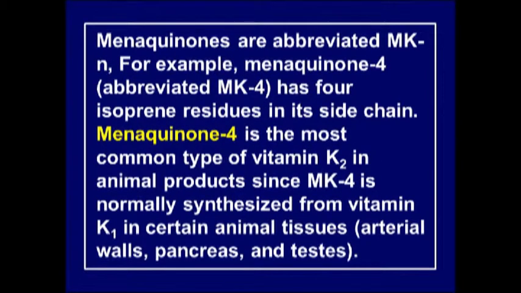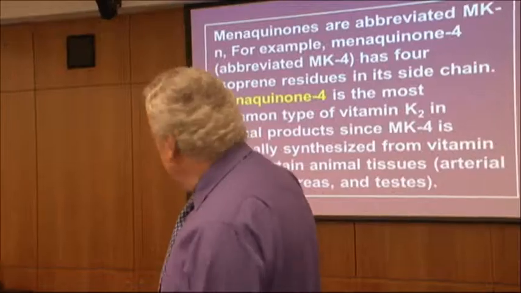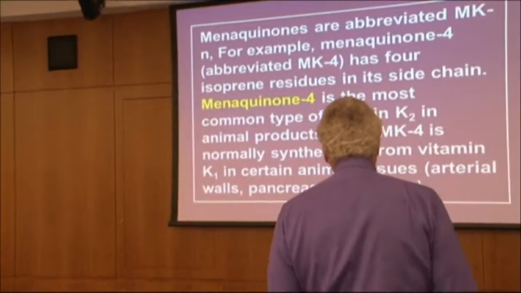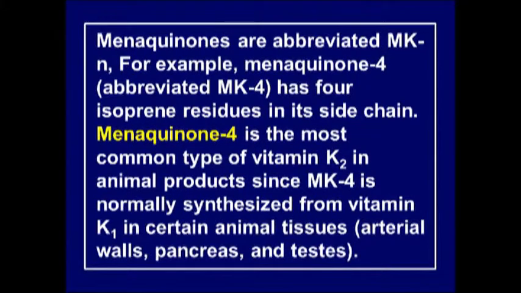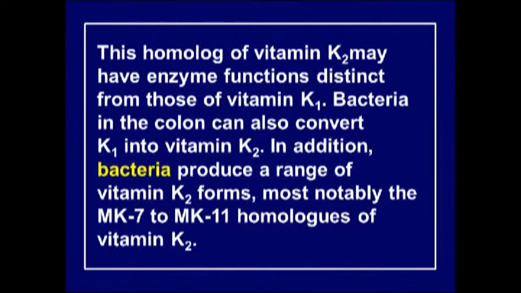So menaquinones are abbreviated to MK with a number. For example, menaquinone 4 is abbreviated to MK4, and obviously MK7 is the other one, which is most common. Menaquinone-4 is the most common type of K2 in animal products. It's normally synthesized from vitamin K1 in certain animal tissues: artery walls, pancreas, and the testes. This homolog of vitamin K2 may have enzyme functions distinct from K1.